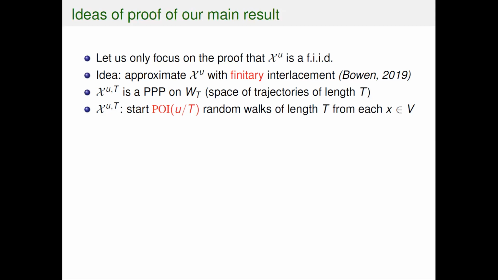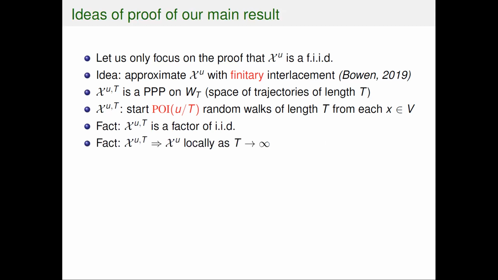So longer trajectories means fewer trajectories starting from a point. And then here's a rather simple fact. This point process, this collection of worms, is a factor of i.i.d., pretty much the way I define them. There's an independent package for each vertex. So this is a factor of i.i.d.